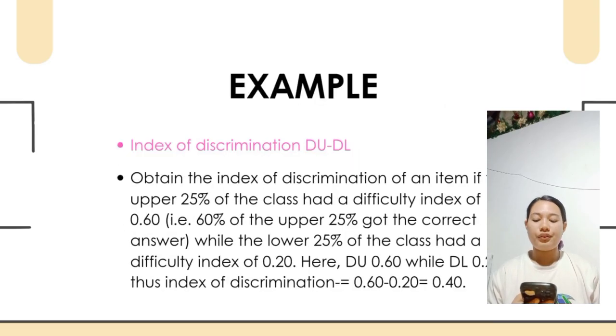For example, if DU is equal to 0.60, or 60% of the upper group answered correctly, and DL is equal to 0.20, or 20% of the lower group answered correctly, then the discrimination index is equal to 0.60 minus 0.20, which is equal to 0.40. So a discrimination index of 0.40 indicates good discrimination between high and low performers. Values close to 1.0 are ideal while negative values suggest issues with the item.